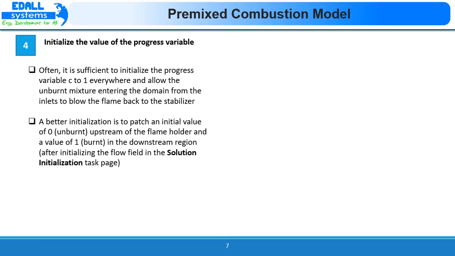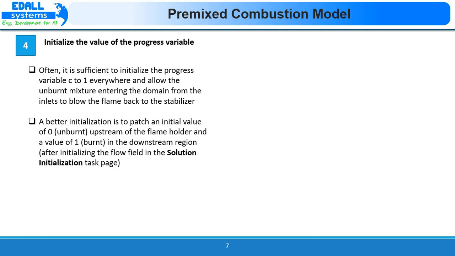So the next step, the fourth step, is initializing the value of progress variable. So even after giving some boundary conditions of C equals 0 and C equals 1, it may happen sometimes based on the problem that the flame may blow back into the stabilizer. So a very good practice here is to patch the progress variable based on the problem. That is, upstream we will patch C equals 0 and downstream we will patch the progress variable as C equals 1. So this may reduce any blowing back of the flame problem when modeling premixed combustion. So this can be done in solution initialization, and there we have an option of patching.